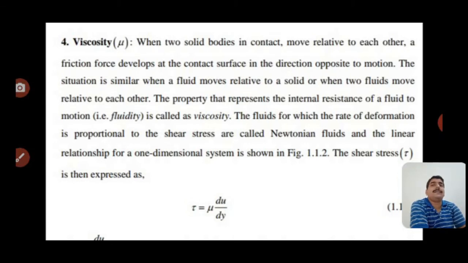Now we understand viscosity. Let us understand what is viscosity of the fluid? It is denoted by nu. You see in the slide, the property that represents the internal resistance of a fluid to motion, that is the fluidity of the liquid, is called viscosity. Viscosity is a type of resistance created between layer by layer of the fluid.